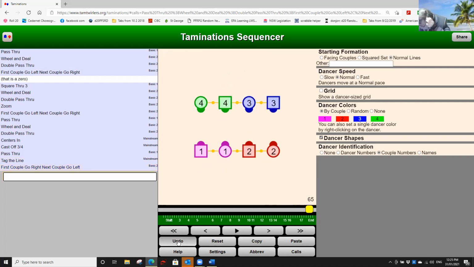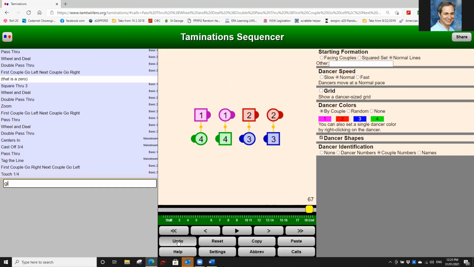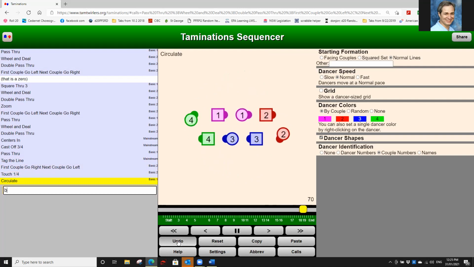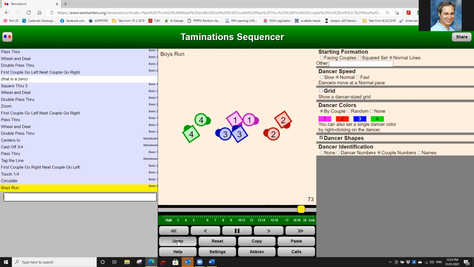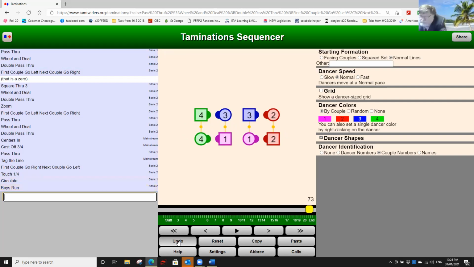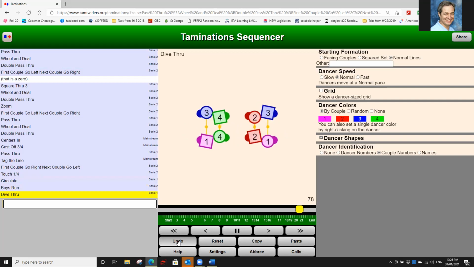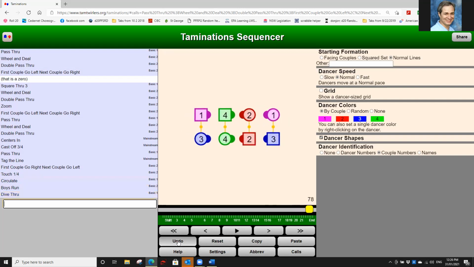Yeah. So it gives a little more variety, same kind of idea. Yep. Dude, let's do a touch a quarter. Circulate. Boys run. Corner box. There's our corner box. Dive through. Centers go right and left through.